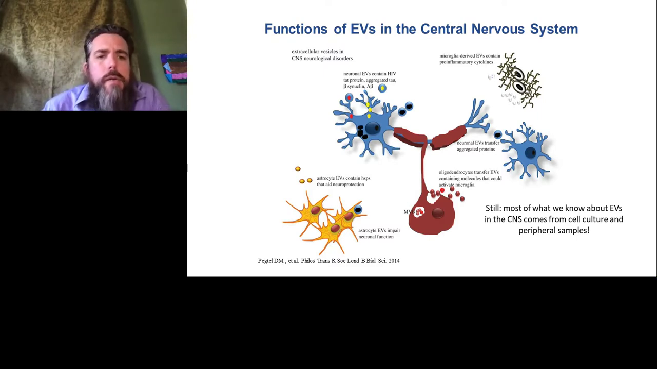The oligodendrocytes are also involved in this EV communication. And then the macrophages and microglia, the microglia being the so-called resident macrophages of the brain, can be involved in inflammatory and anti-inflammatory processes through the release and uptake of extracellular vesicles. And so the proteins that are involved in some of the neurodegenerative diseases that we know about are often associated with extracellular vesicles, whether they're inside the EVs or on the surface of the EVs.